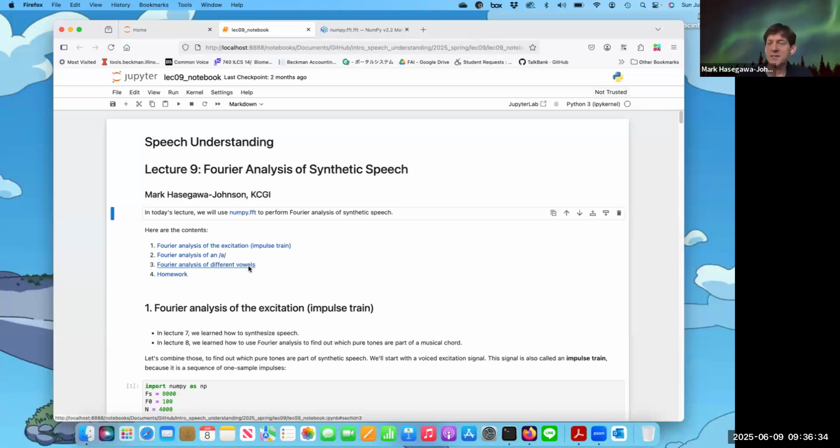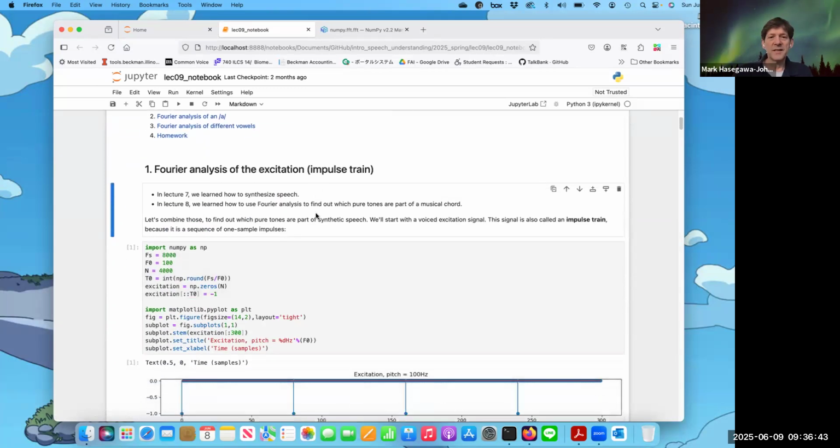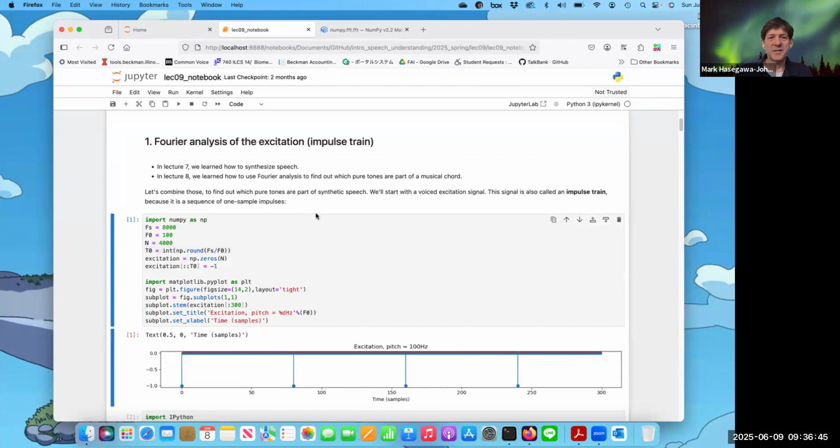And then I'll do a Fourier analysis of a whole bunch of different vowels, and then we'll take a look at the homework. So let me try to do those things. So first of all, let's try creating that impulse train. In lecture 7, we learned how to synthesize speech. In lecture 8, we learned how to use the Fourier analysis to find out which pure tones are part of a musical chord. So first, let me create this excitation.